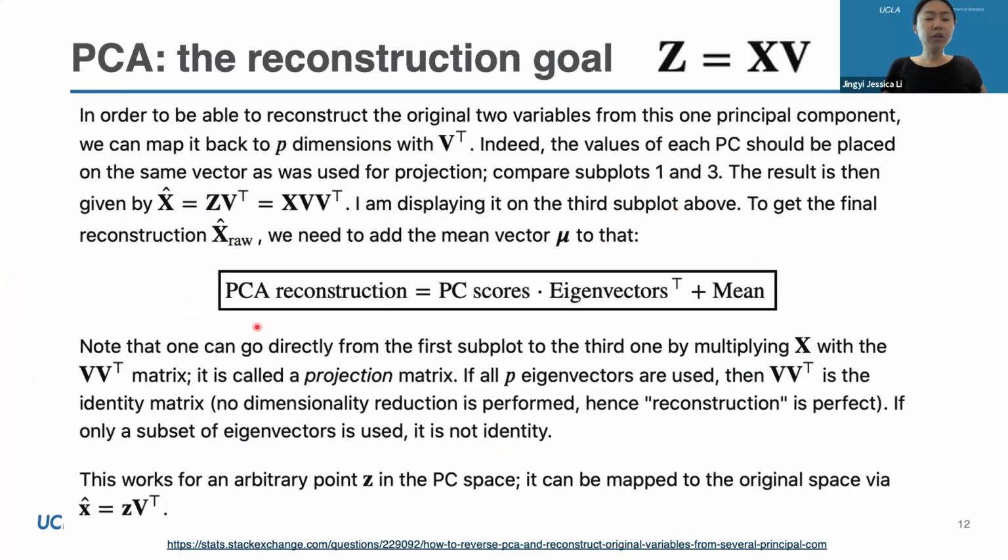Okay. So note that one can go directly from the first subplot to the third one by multiplying X with a V V transpose matrix, which is here. It is called a projection matrix. So this V V transpose is called a projection matrix. If all p eigenvectors are used, then V V transpose is the p by p identity matrix. Then no dimensionality reduction is performed. Hence, reconstruction is perfect, right?